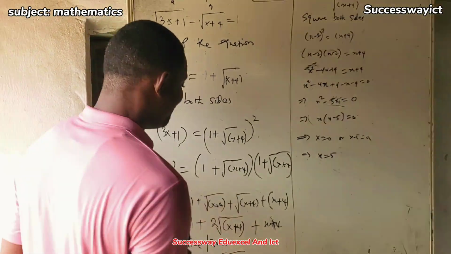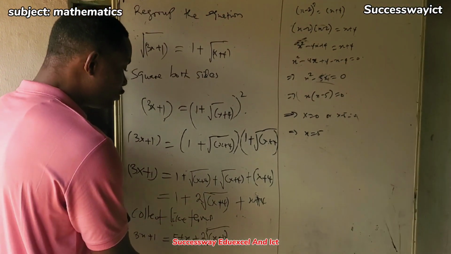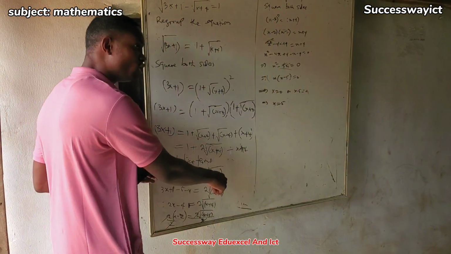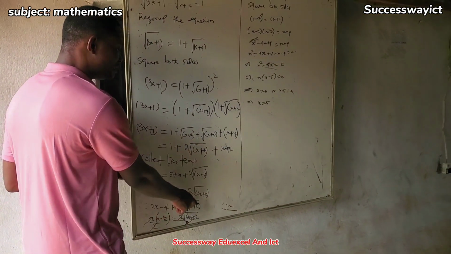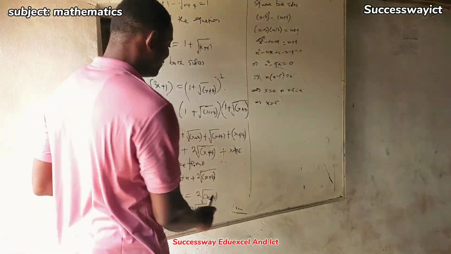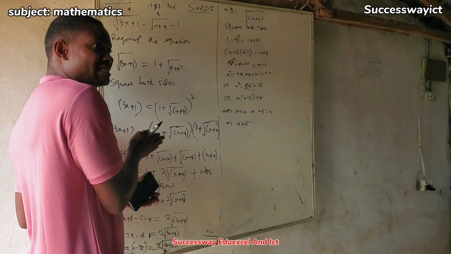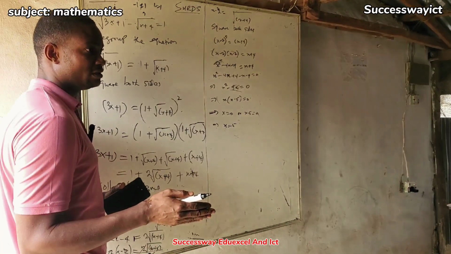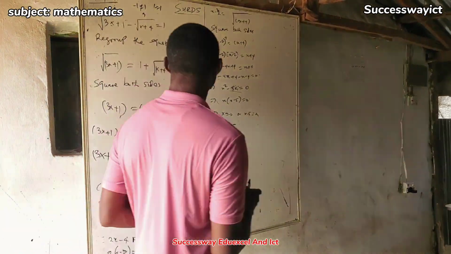Please take note. I am dividing all through by 2 because this 2 is not in the root sign. This 2 is not inside the root. If this 2 is inside the root, I cannot divide all through by 2. I'm dividing all through by 2 because the root is outside as a coefficient of the square root. Is that okay? Now, what's the other question?